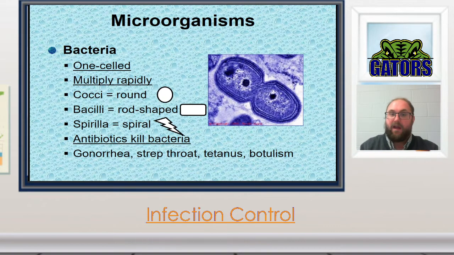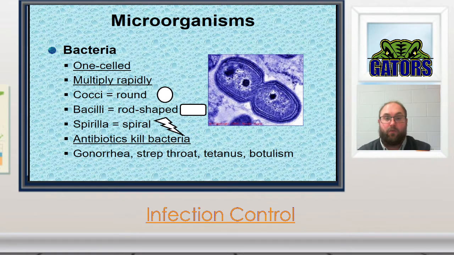There are a couple of different shapes of microorganisms. It's how we classify them. The first type of microorganism that we're going to discuss is bacteria. They are single-celled, and they usually grow in groups, and they multiply rapidly and quickly. We classify them by their shape. There are round bacteria we call cocci. There are rod-shaped bacteria we call bacilli. There are spiral-shaped bacteria we call spirilla.